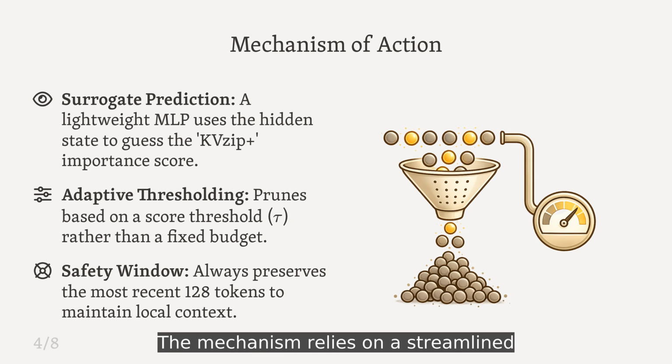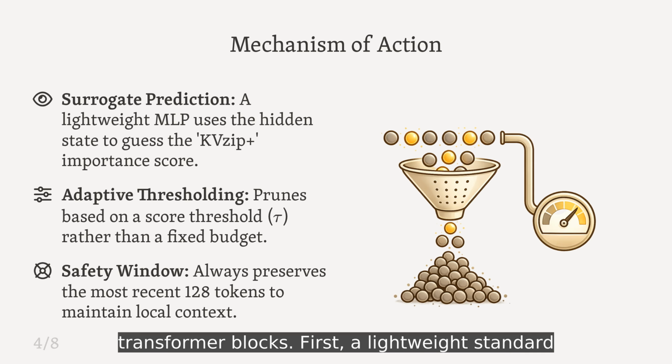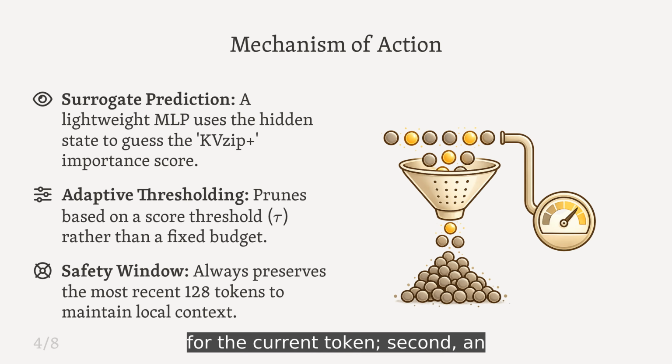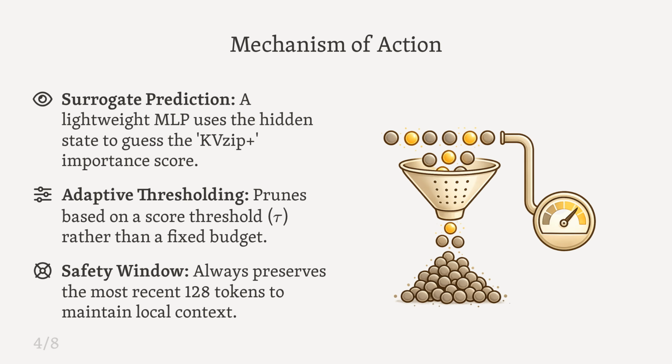The mechanism relies on a streamlined, three-step process embedded directly in the transformer blocks. First, a lightweight standard multi-layer perceptron predicts an importance score for the current token. Second, an adaptive threshold decides whether to keep it. And finally, a sliding window ensures the most recent 128 tokens are always preserved to maintain immediate context.